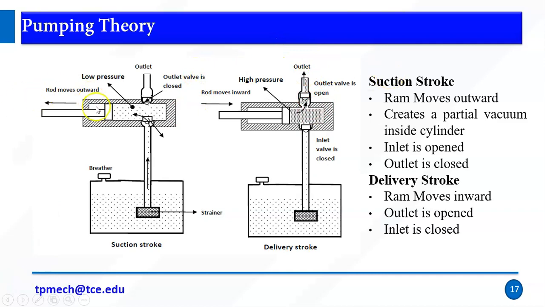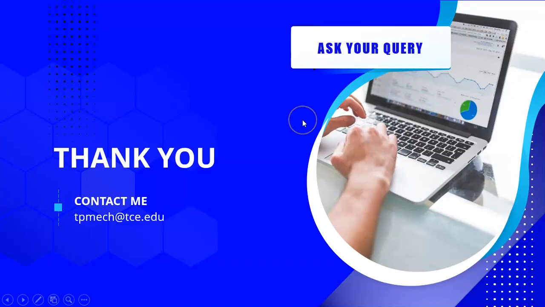So in the suction stroke, the ram moves outward, which creates a partial vacuum inside the cylinder. This vacuum is used to push the fluid. So the inlet is open, the fluid is pushed inside the cylinder, and the outlet is closed. That is the suction stroke. For the delivery stroke, the ram moves inward, so the inlet port is closed, the outlet port is open, and the fluid will move through the outlet port. Right? This is pumping theory. Okay, so this is the first part of hydraulic pumps.